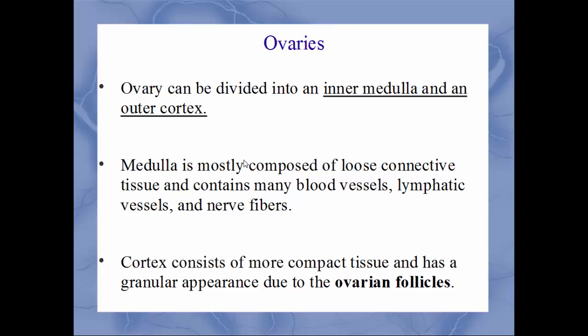The outer portion, which is the cortex, and the medulla, which is the more inner part or the middle part. The medulla is where you find loose connective tissue, lots of blood vessels, lymphatic vessels, and nerve fibers. But it's the cortex where you'll find very compact tissue and has a very granular appearance to it. This is where you'll find the follicles. So we'll spend more time talking about the cortex of the ovary.